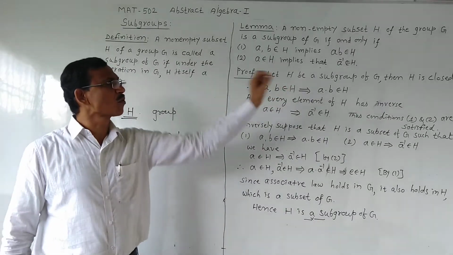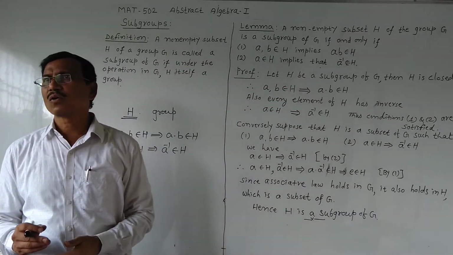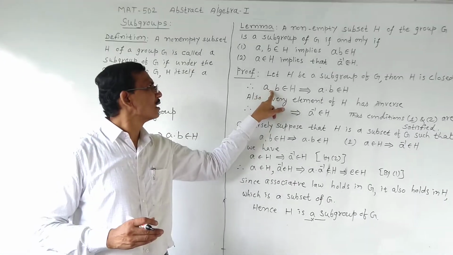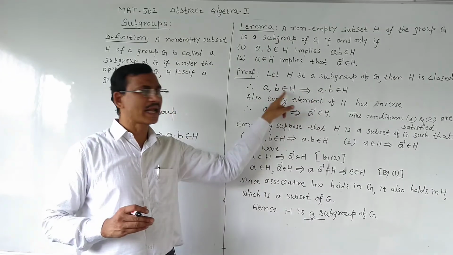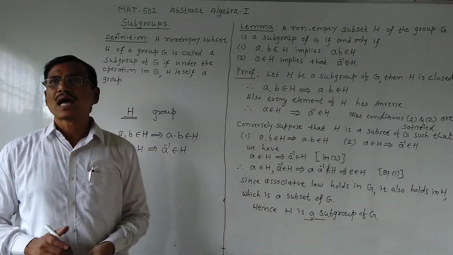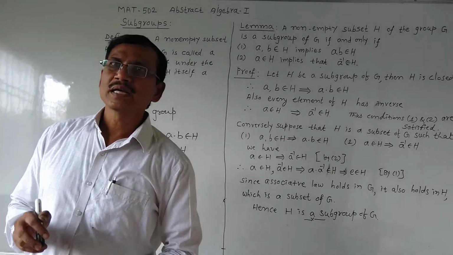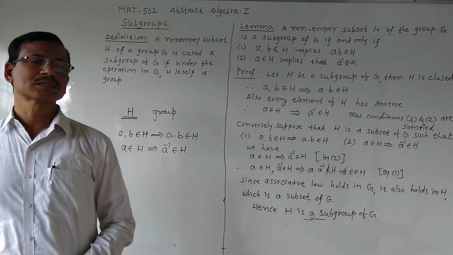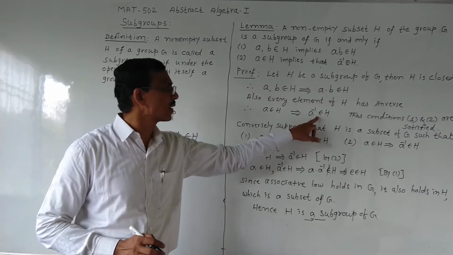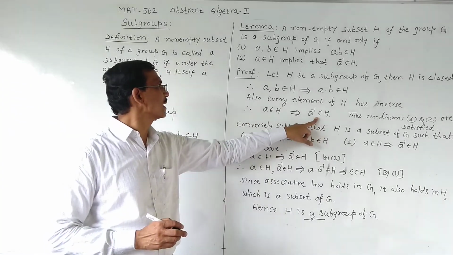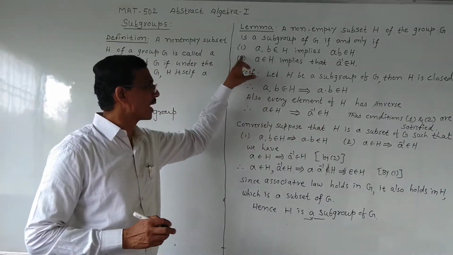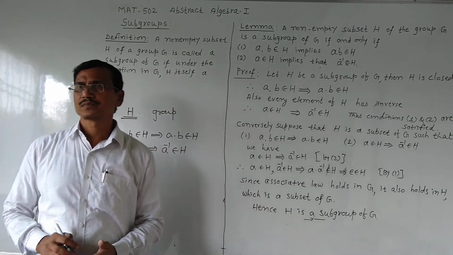Means if H is a subgroup of G, then H must be closed. That means a dot b belongs to H whenever a and b belong to H. Also, every element of H has an inverse, and therefore a belongs to H implies a inverse belongs to H. That means both conditions 1 and 2 are satisfied.